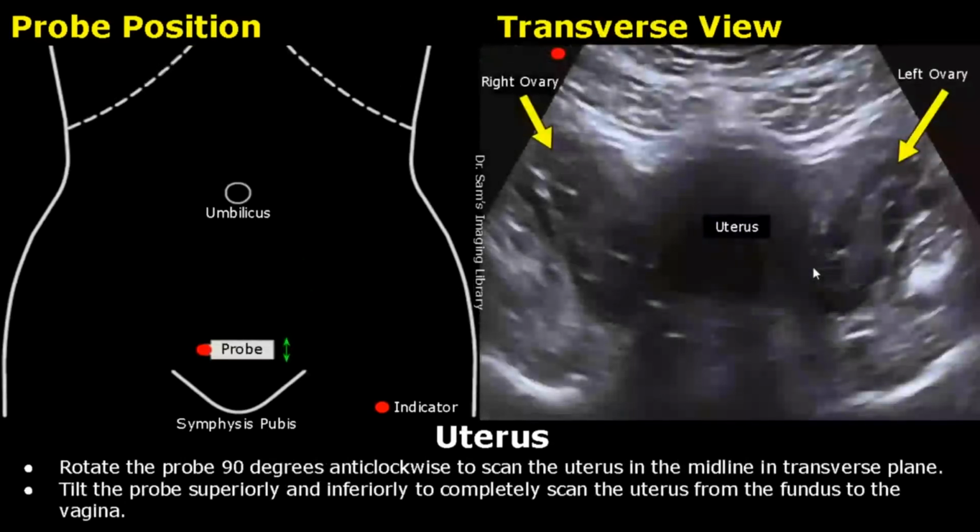Next, we will scan the uterus in transverse view. Place the probe in the midline and rotate it 90 degrees anti-clockwise to keep it in transverse orientation. Tilt it superiorly and inferiorly to completely scan the uterus from the fundus to the vagina. This type of image will be formed.